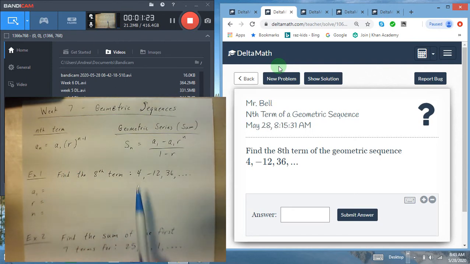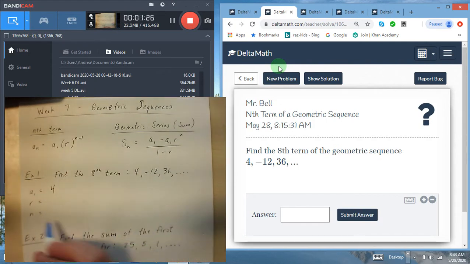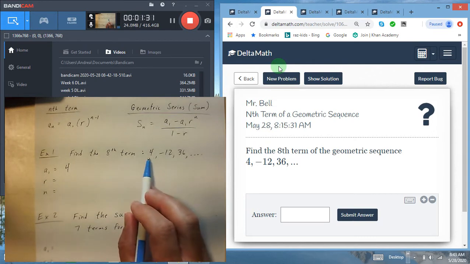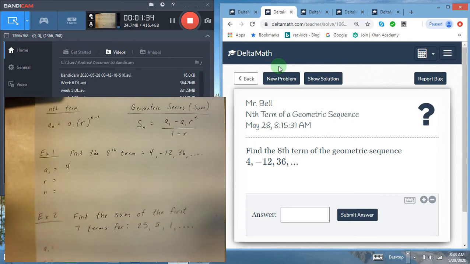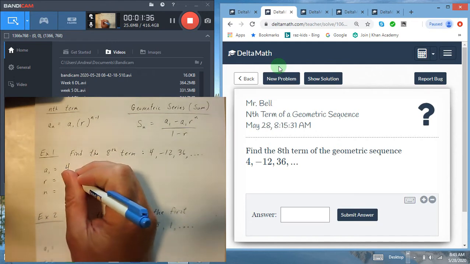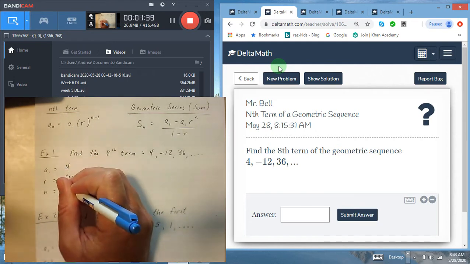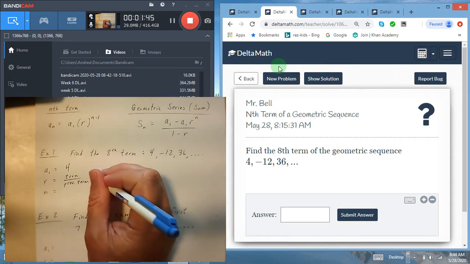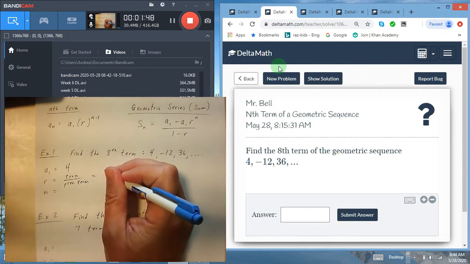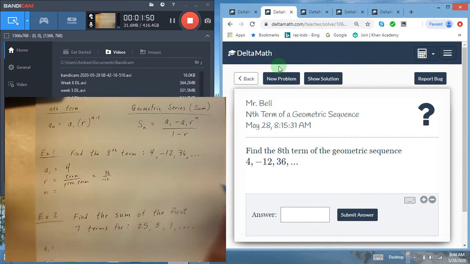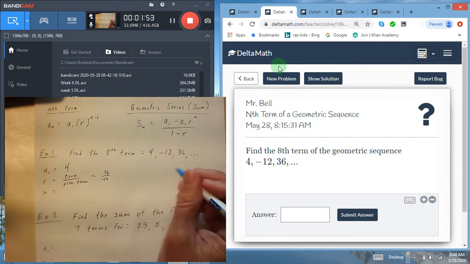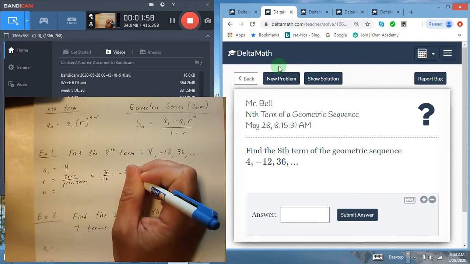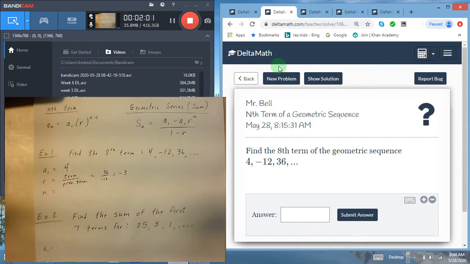The first term of the sequence they give us right here is 4. What's the common ratio? Well, last week I gave you a strategy for this. Sometimes it's easy to see the multiplier. Great, if you see it, great. If not, what you need to do is take a term and divide it by its previous term. Remember that? So if I use that strategy and take 36 and divide it by -12, and then you might want to double check, make sure we get the same thing. We take -12 and divide it by 4, and we will. Both of those are going to be -3. So we do have a common ratio.